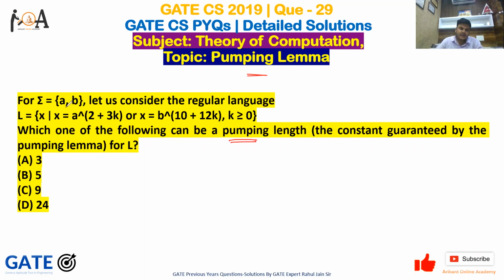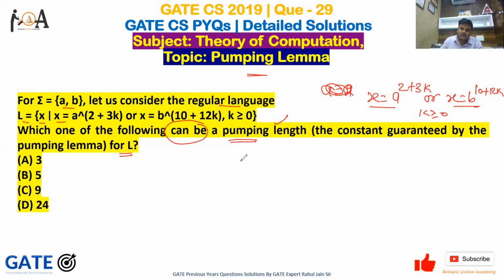For sigma = {a, b}, let us consider the regular language. The regular language is given to us as L = {x}, where x could be a to the power 2 + 3k, or x equals b to the power 10 + 12k. These two are the parts of our regular language, where k is greater than or equal to 0. Which one of the following can be a pumping length for this language?